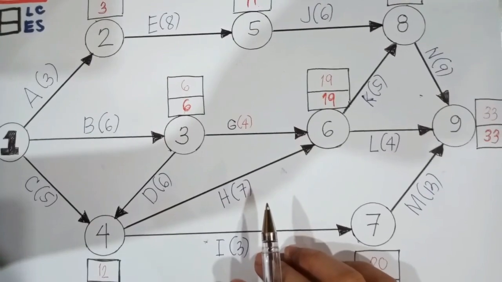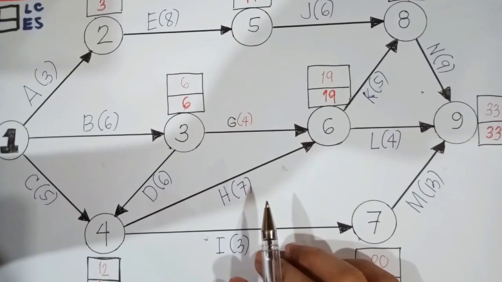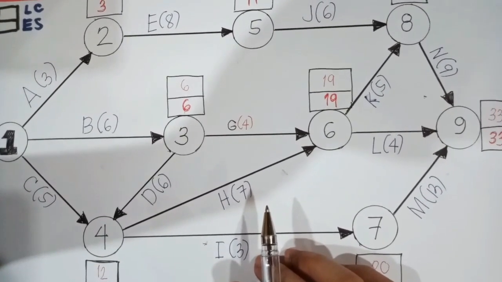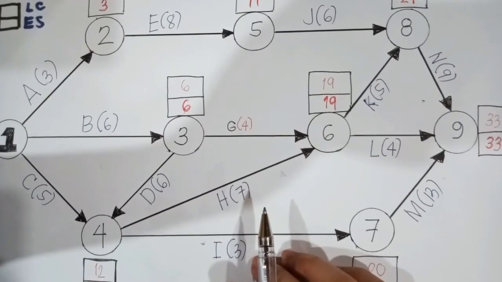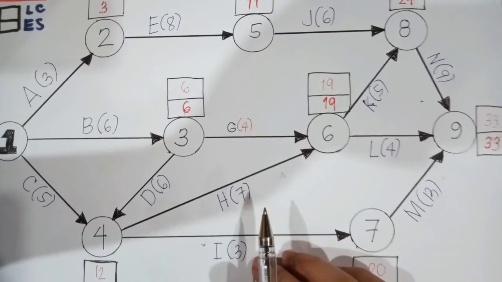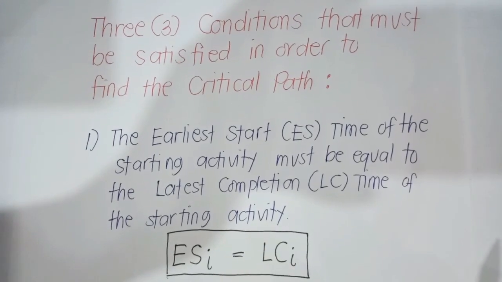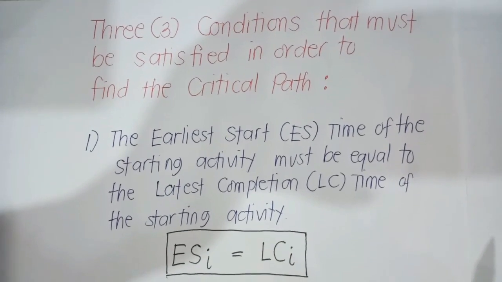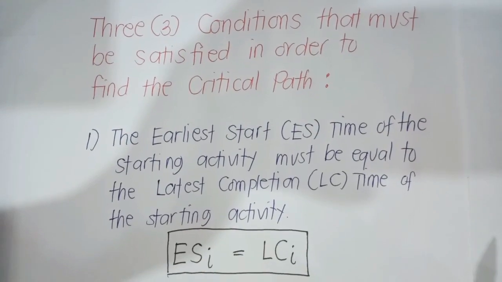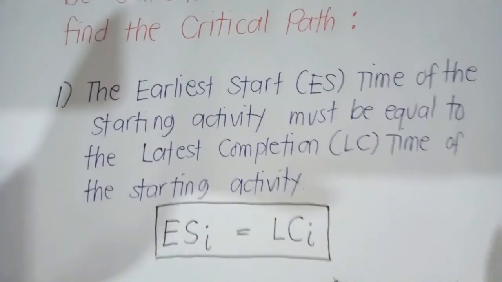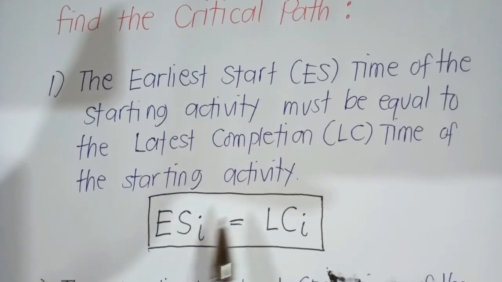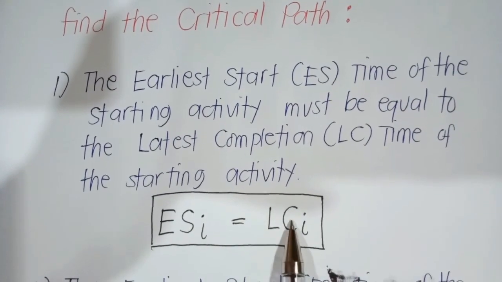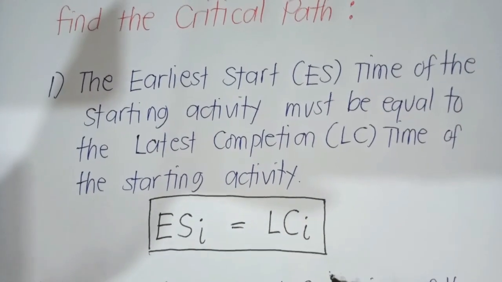Okay? Now that we have finally calculated the earliest start time and the latest completion time for each and every activity, the next thing that we need to do is to find the critical path. So how do we do that? Well, in order to find the critical path, we have to consider 3 conditions. In order for us to determine the critical path, the following 3 conditions must be satisfied. So the first condition says the earliest start time of the starting activity should be equal to the latest completion time of the starting activity.